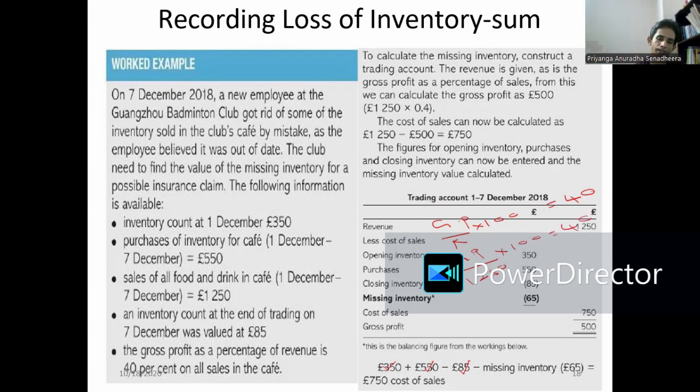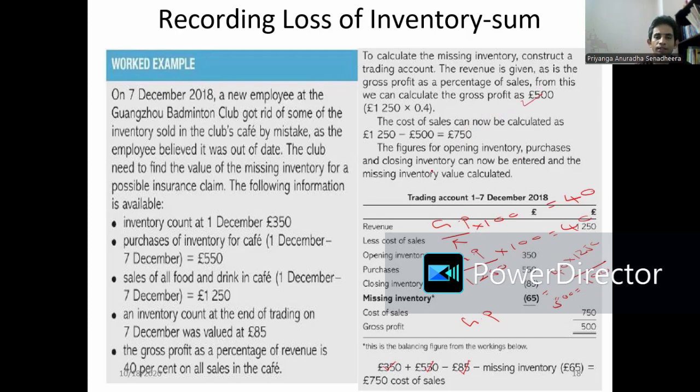So when you solve this, you get an answer. Gross profit is equal to 40 into 1,250 divided by 100. Then you get the answer as your gross profit, 500, when you solve this. So your GP is 500. So they have calculated that GP is 500.